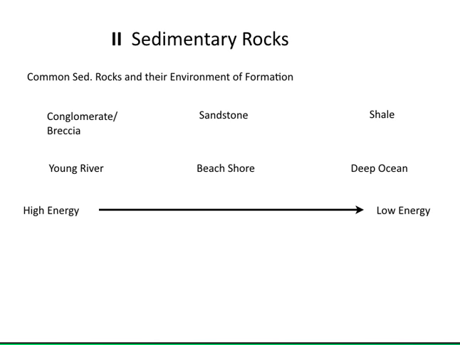So high energy, an example would be a young, fast-moving river, has large pieces of sediment, so that'd be conglomerate and breccia. As we decrease energy, it might be more of a beach environment, a shoreline where there's still movement of water, but much less energy than a fast-moving river, and that's where the sand would be deposited, producing sandstone. And then finally, the deep ocean, where there's hardly any movement, is where the clay can finally settle out to produce shale.